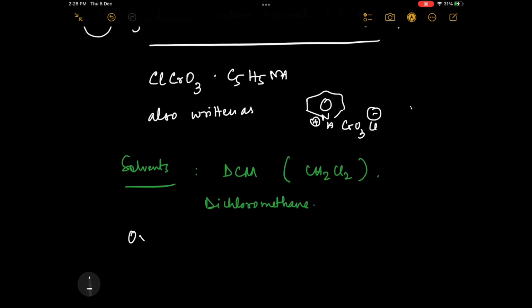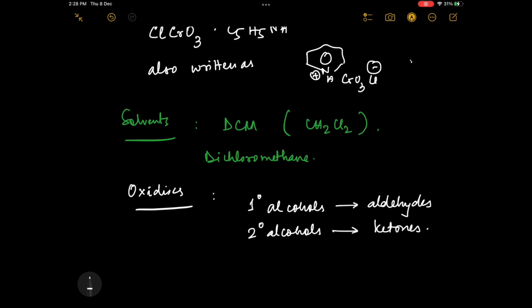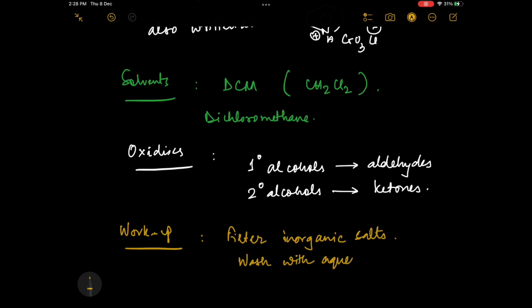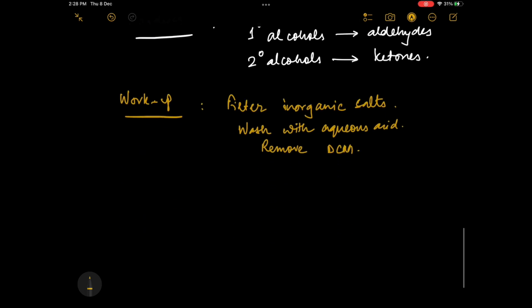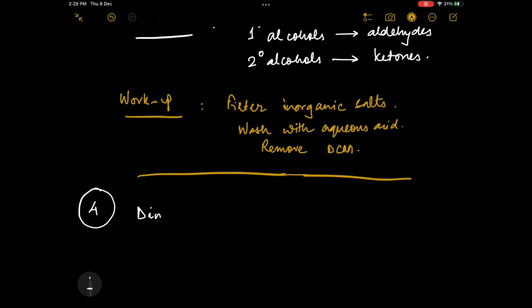And let us see the groups that it can oxidize. Actually PCC and the previous reagent that we saw, the Collins reagent, are almost similar. So PCC also oxidizes 1 degree alcohols to aldehydes and 2 degree alcohols to ketones. The workup procedure is also the same. We have to filter out the inorganic salts, especially the chromium salts that are forming, and after that we wash it with aqueous acid, and then we can remove the DCM to obtain our product.